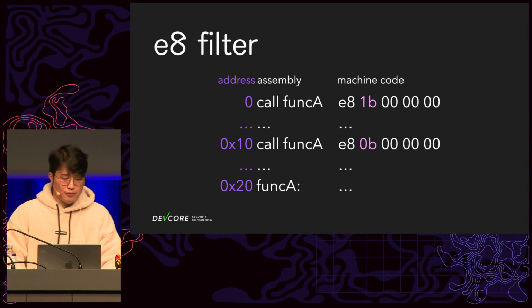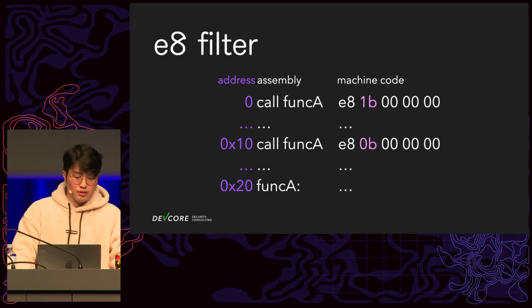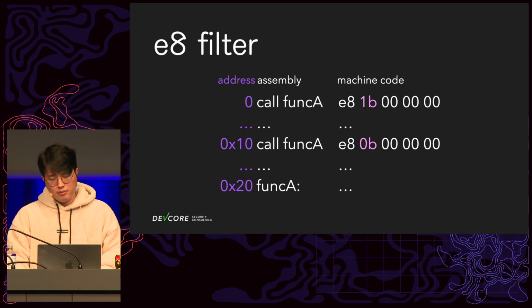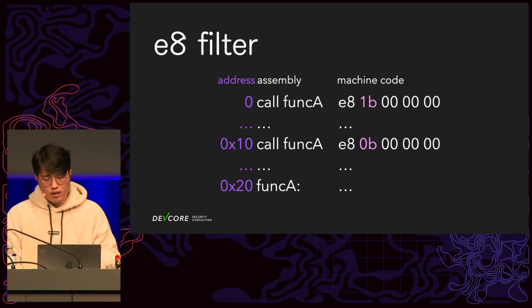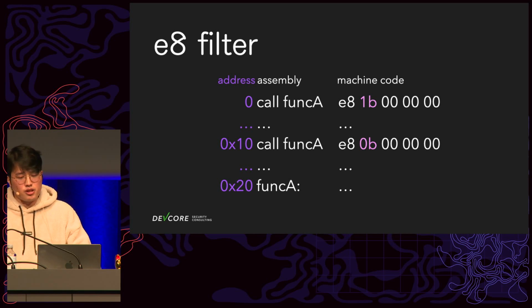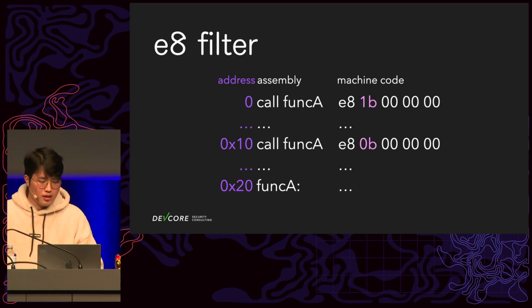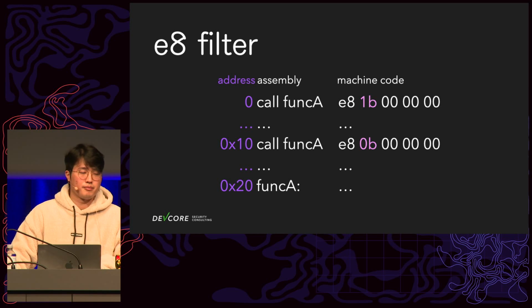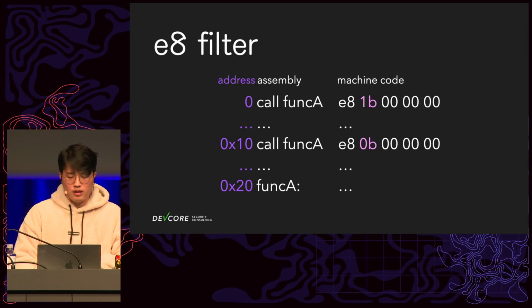Here's an example. If we have assembly code that calls a function, foo A, twice at different positions, the machine code of the call instruction is calculated from the relative position of the target function and the address of the next instruction. So, though the two instructions call the same function, their machine code is different. That will cause the compression ratio to be very low because they have different content.